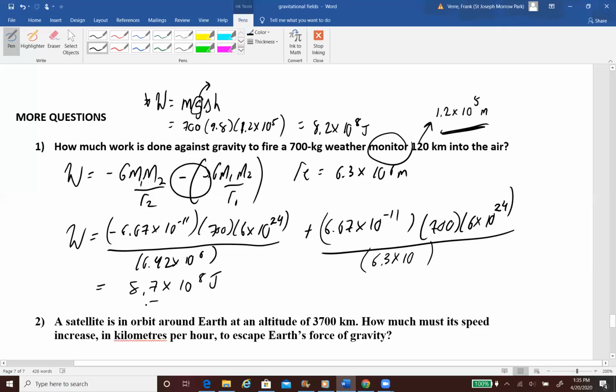And you can see that there's a discrepancy between these two answers. Okay, so for distances of at least 100 kilometers or more, it's better to use this equation. For distances like maybe 10 kilometers or less, I would imagine using either equation would give very, very similar results. But anyways, let's move on to the next question.